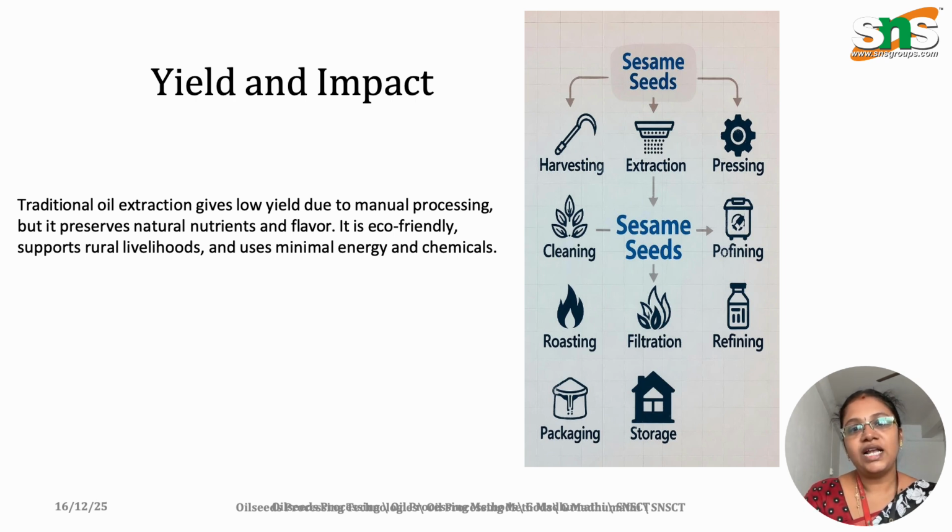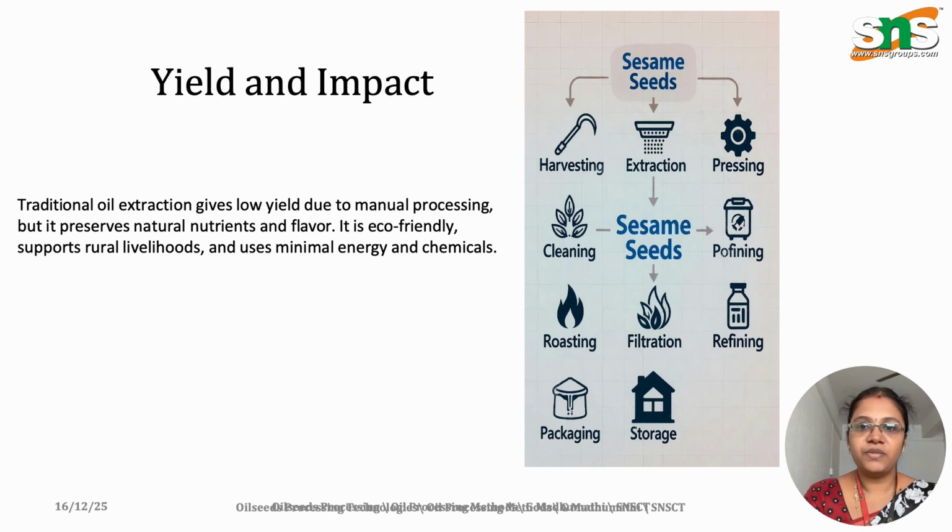So coming into the yield and impact of the traditional method. The traditional oil extraction will give a low yield only due to the manual processing, because from the word traditional itself we can understand that most of the processing is done by the manual method only. That means it involves less machinery. So they prefer eco-friendly techniques, like in the rural livelihoods, which involve a minimal amount of energy and chemicals. So those kinds of techniques have been adopted.